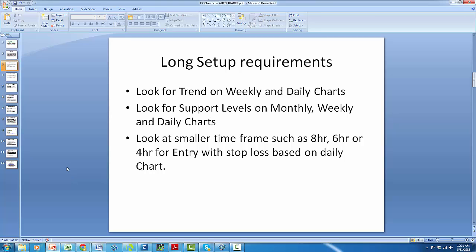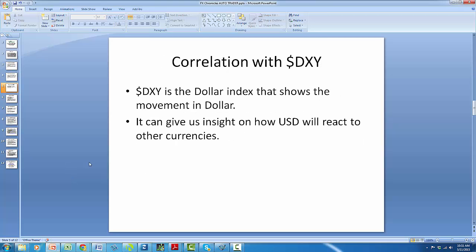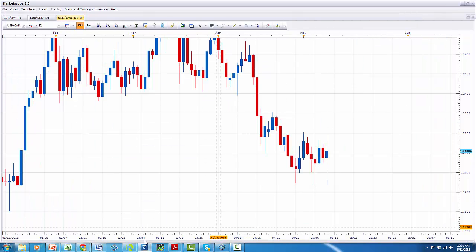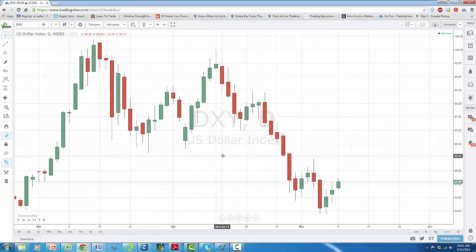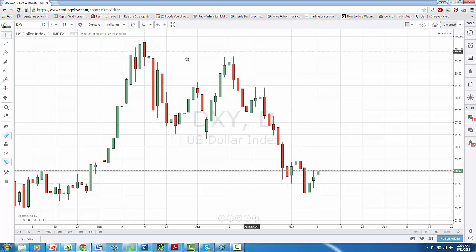So we did the long setup, we did the short setup. Now we move on to the correlation with the dollar index. The dollar index really just shows the movement in the dollar, and it can be used to show how the US dollar is reacting to other currencies. What do I mean by that? It's an odds enhancer in my opinion. I'm going to give you guys some examples.